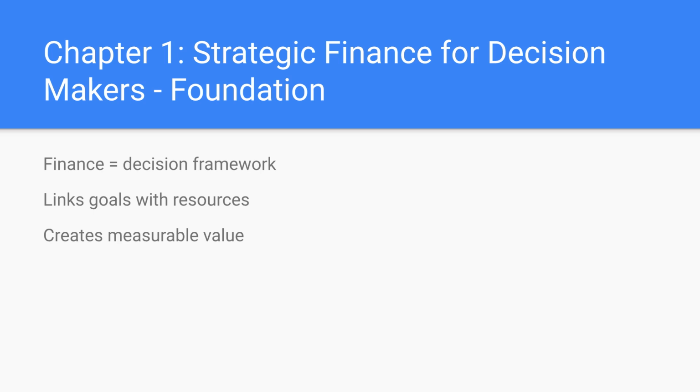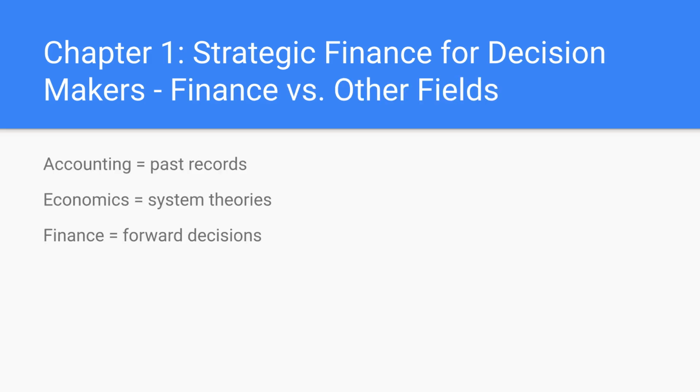Chapter 1 introduces strategic finance as a decision framework. It links goals with resources and creates measurable value. Strategic finance differs from other fields. Accounting focuses on past records, economics deals with system theories, while finance centers on forward-looking decisions.